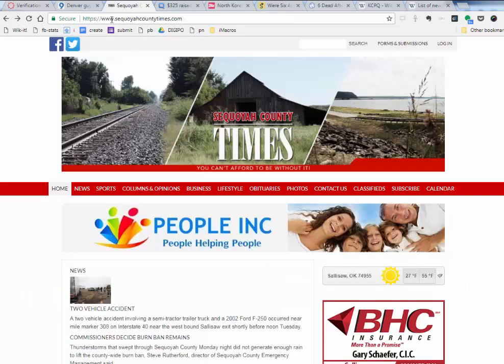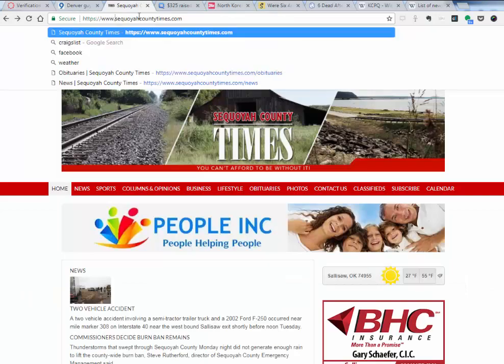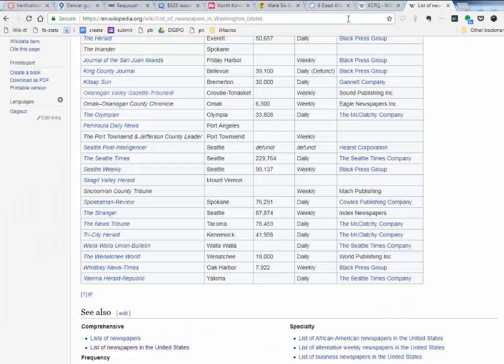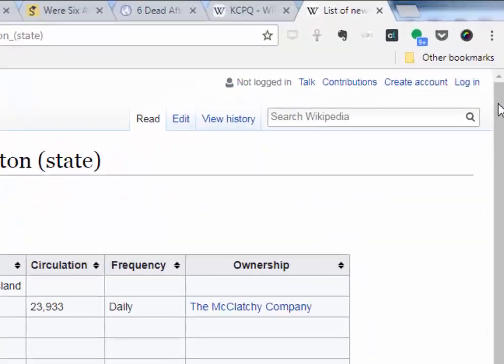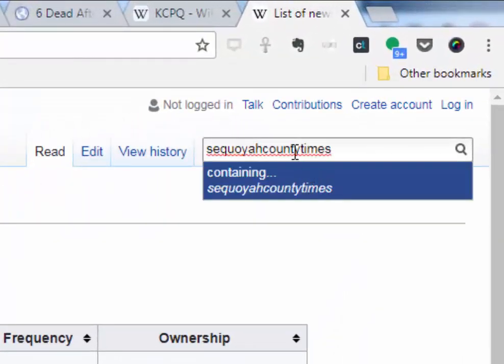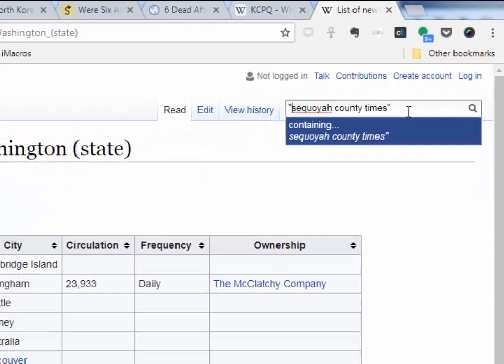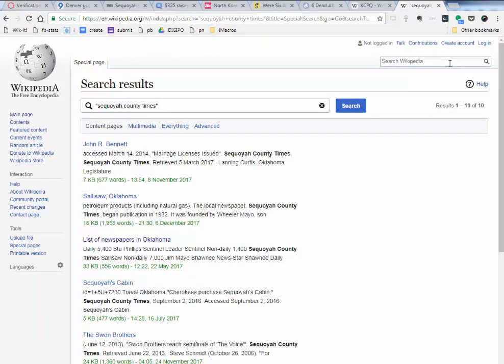Some papers won't have a full article on them, even if they're real. So if we take Sequoia County Times here, and we throw it into Wikipedia. And again, remember these quotes. These quotes say, I want this full phrase together, not just these individual words.